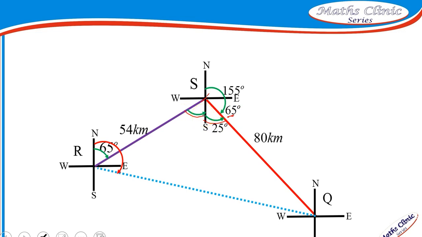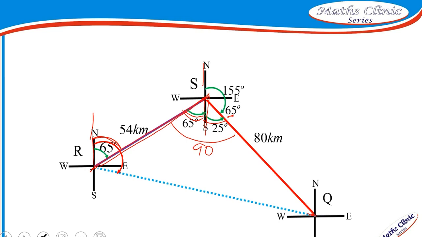If we know here to be 65, then using alternate angles, since the North Pole and the North Pole here are parallel, this line will serve as a transversal, and then here will be 65 degrees as well. And 65 plus 25 will be 90, so it means here is 90 degrees. That makes the triangle QXR a right angled triangle.